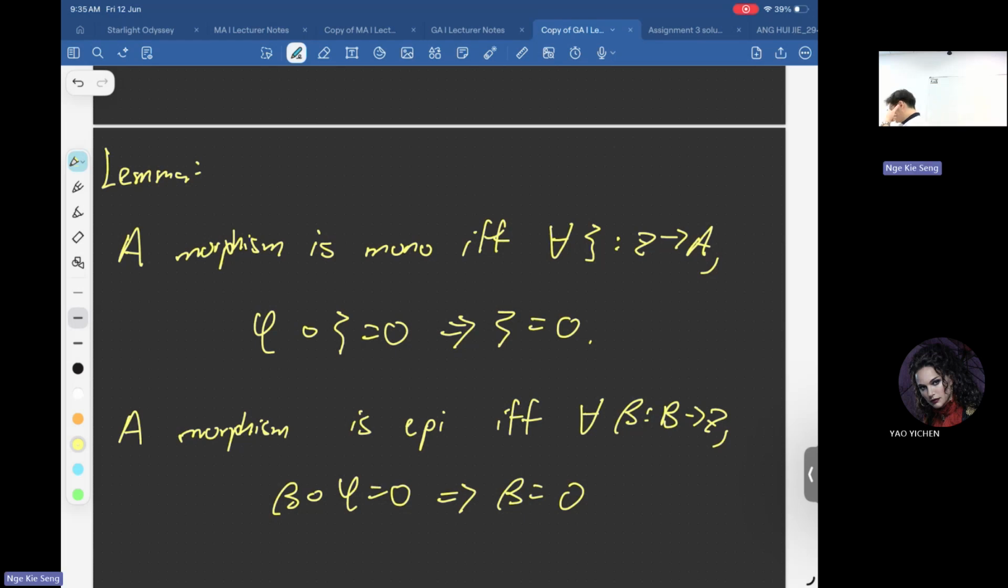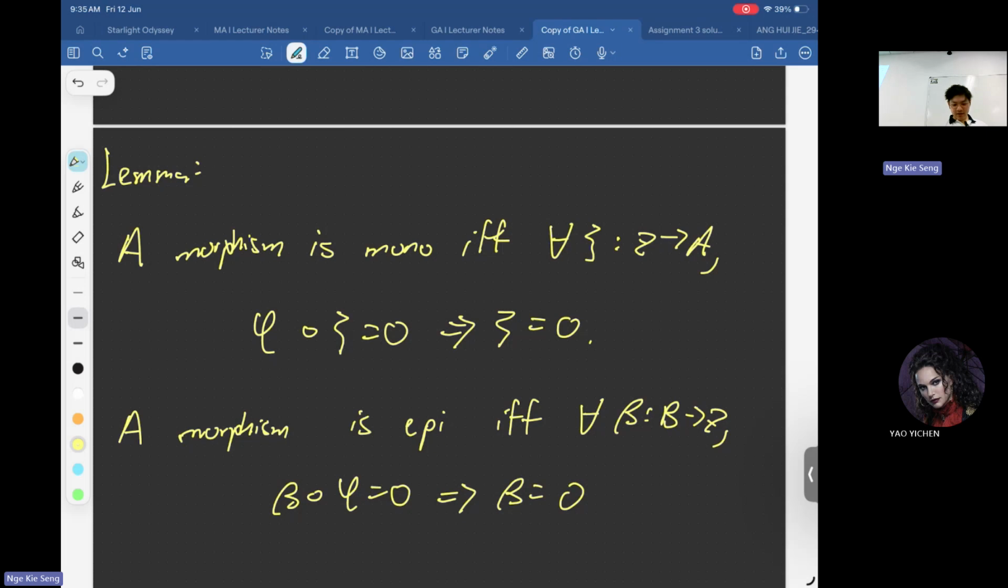I guess this is very similar to the injectivity you see in groups or even functions. There are two ways to define an injective function: f(x1) equals f(x2) implies x1 equals x2, or you can check that f(x) equals 0 implies that x equals 0. So this is the same.